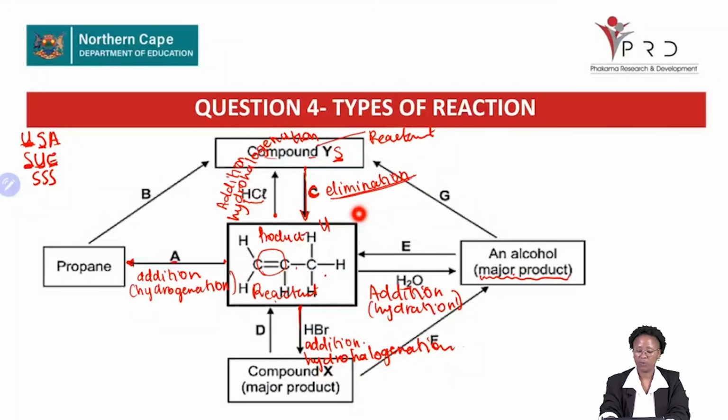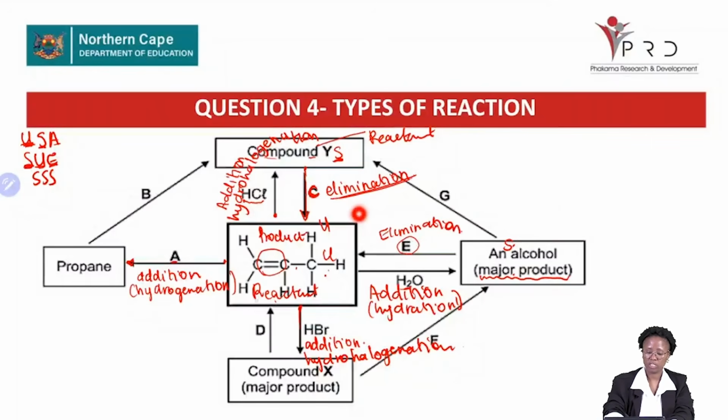Then we look at another one. As you can see, E over here. E is also the reverse of that. We are moving from saturated alcohol to an unsaturated alkene. So the type of reaction on E is elimination also. Elimination. Good. Then, which other one?